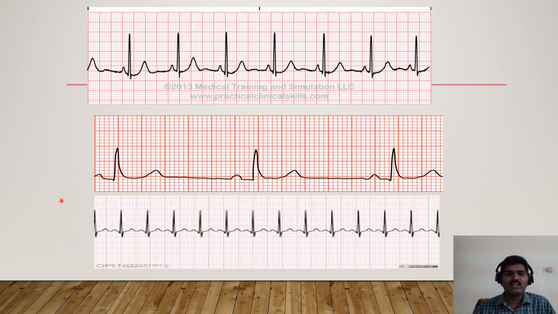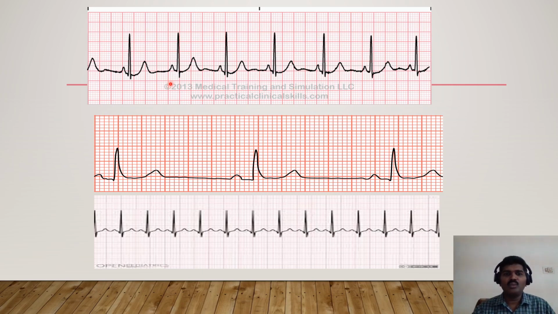So we look at some of the other rhythms. In the first ECG, go step by step. Regularity is a regular rhythm. There are 1, 2, 3, 4, 5, 6, 7 R waves in the 6 second strip. So the rate is 70.